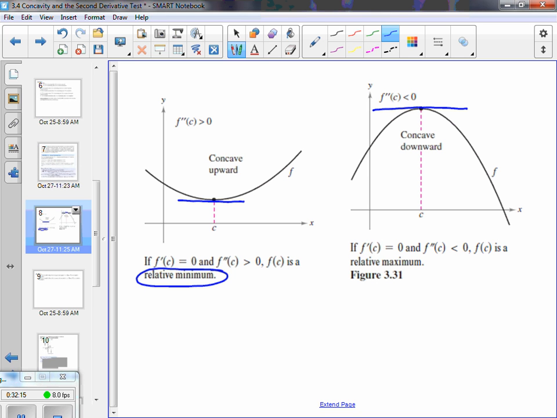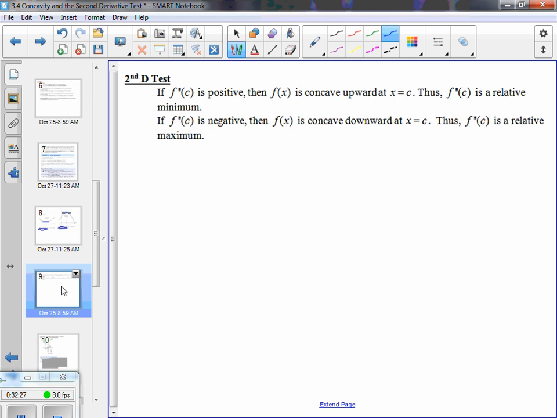Visually, yes. Visually. So that sure looks like a relative maximum, doesn't it? Okay? All right. And then, again, on your note sheet that I gave you, I've got the second derivative test, hopefully written in such a way that it will make some sense to you.